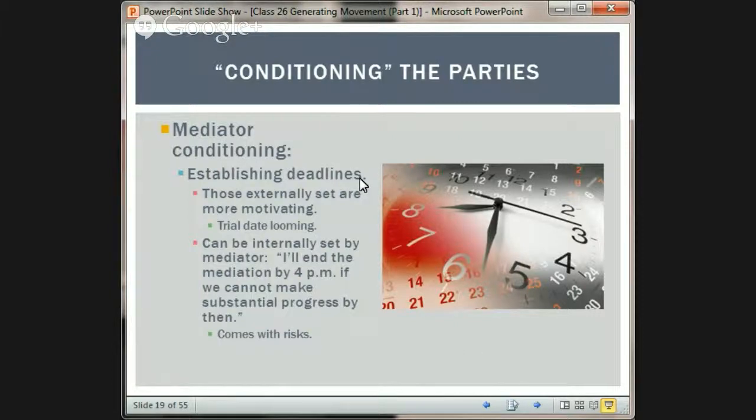You may also want to establish deadlines. Those externally set are more motivating, especially if a trial date is looming, but you can also set them internally as the mediator. An example is, "I'll end the mediation by 4 p.m. if we cannot make substantial progress by then." It comes with risks, because if the parties are getting close and that time is coming, but they still need a little more time, then you have to figure out what you're going to say given that you've set that deadline.